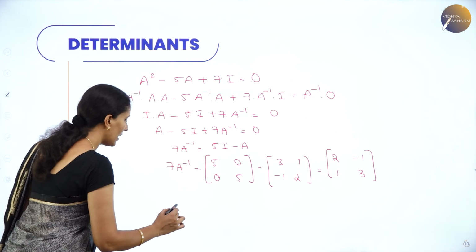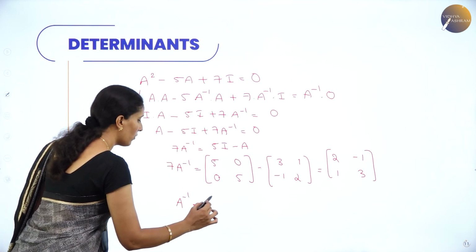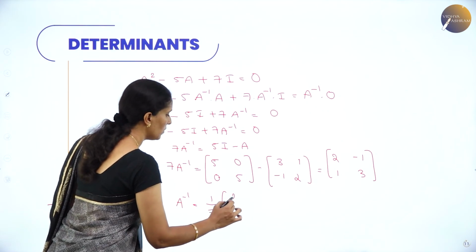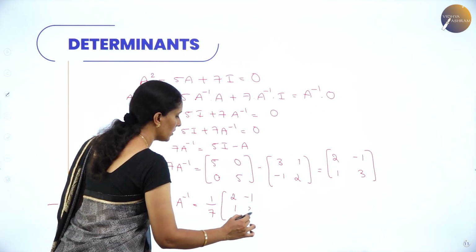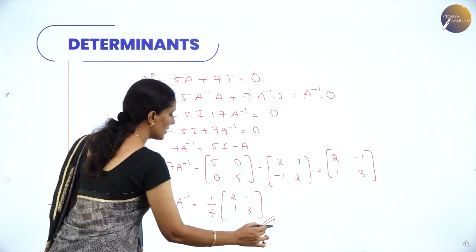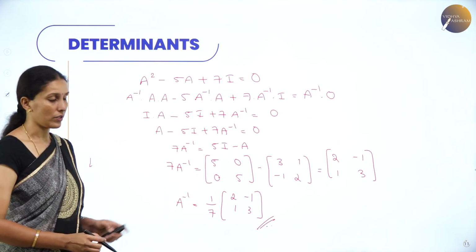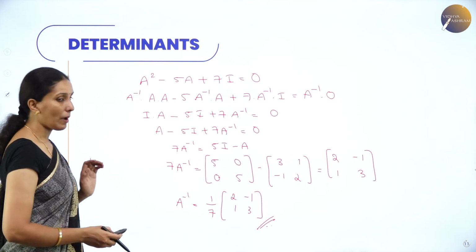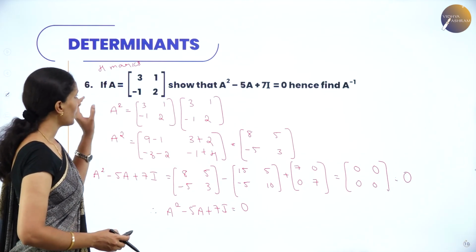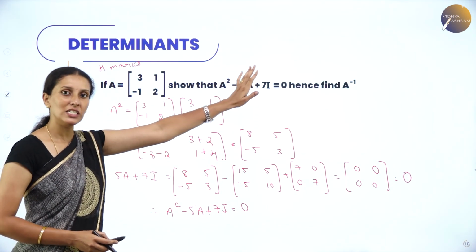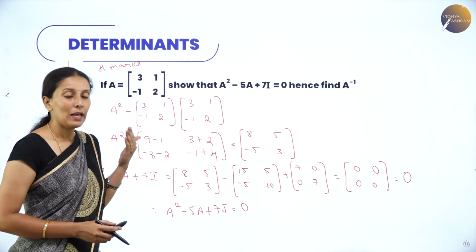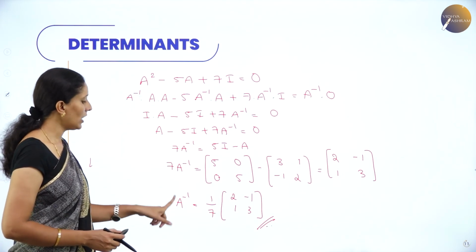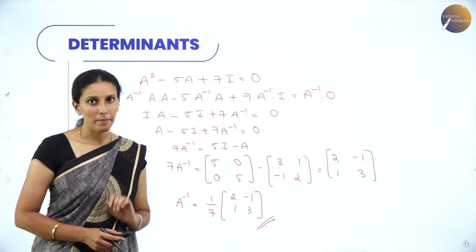Now we need only A inverse. So therefore it is 1 divided by 7 times [2, 1; -1, 3]. So this is the inverse of the given matrix. So this is a 4 marks very important question from determinants. That is, we have to show that the given equation is 0, and hence by pre-multiplying by A inverse on both sides, we can find the inverse of the given matrix.